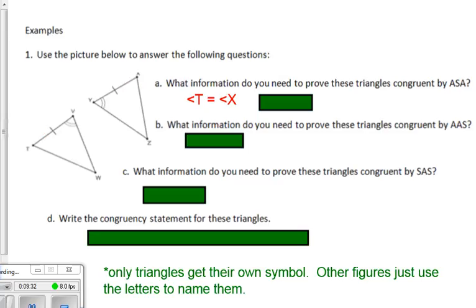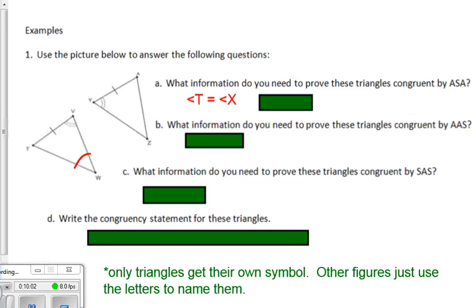What information do we need to prove these triangles congruent by angle, angle, side? Okay? So angle, angle, side means we'd have two different angles and a side that's not in between them. So it's really important to remember that this side is not in between the two angles. So we have a side and an angle here. So the other angle we would need then is down here.